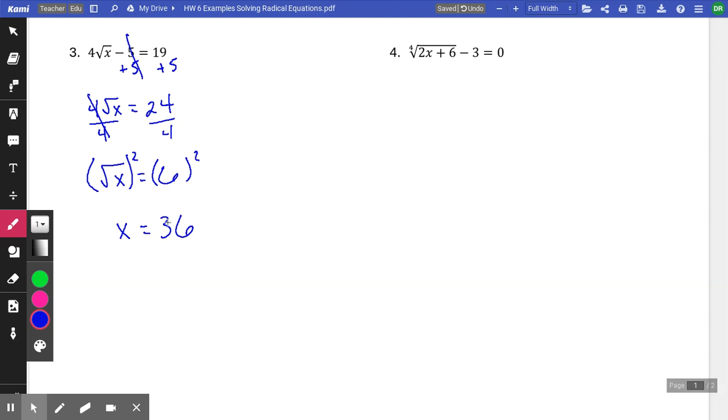Okay. And again, we can plug that back into check. The square root of 36 is just 6, times 4 is 24, minus 5 equals 19, which is what the equation says. Okay, so that solution is also good. Let's move on to another example here.